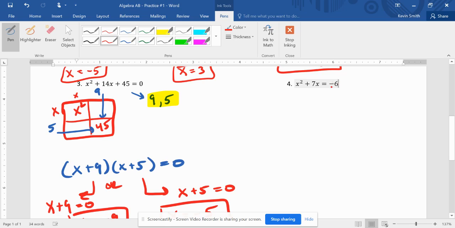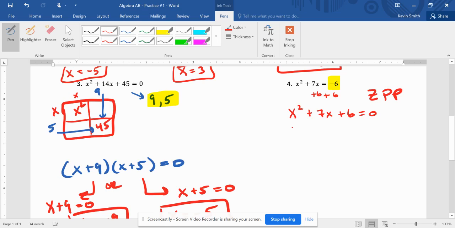And so the last question on here is one of the trickier ones, where this thing isn't set equal to 0. And that's one of the things we have to have if we're going to be using the zero product property. It has to be set equal to 0. So we'll go ahead and just take care of that really quickly. Add 6 to both sides, and we get x squared plus 7x plus 6 equals 0.